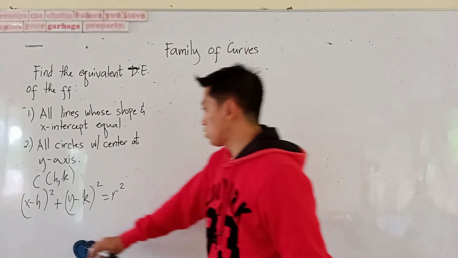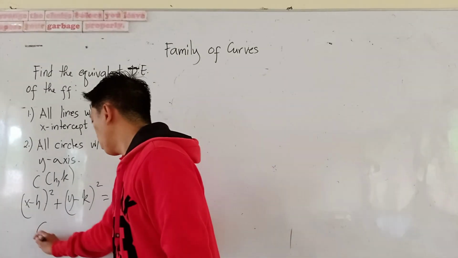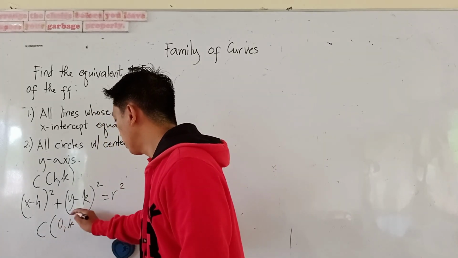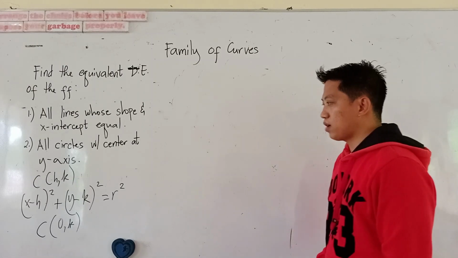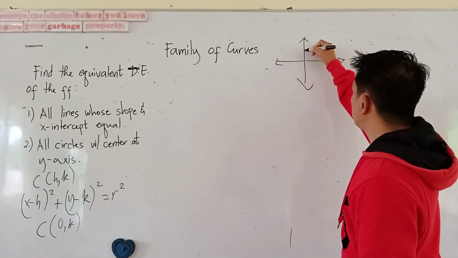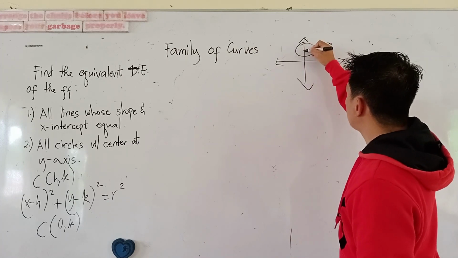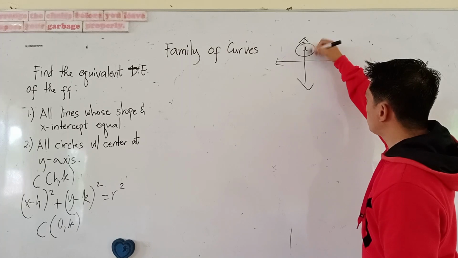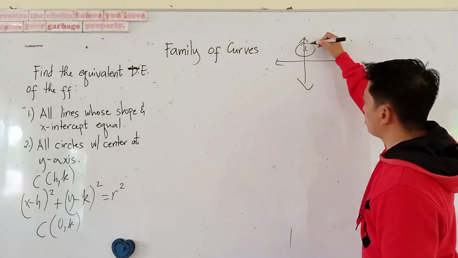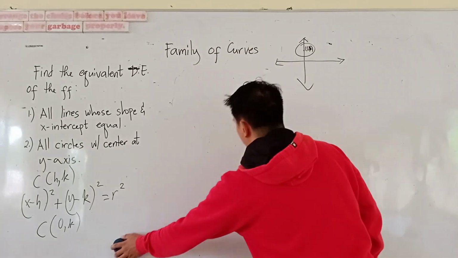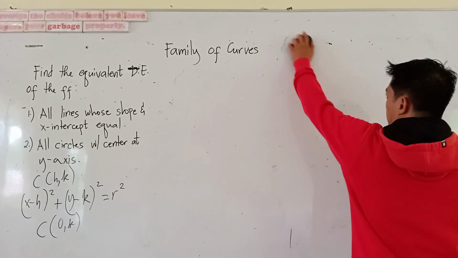So pag center natin is y-axis, in other words, our center is at 0, k. Bakit 0, k? Because kung i-graph natin yan mga boss, ito po yung center at the y-axis. It means to say your center is, so your x is 0 and your y is k. Yung center niya is at 0, k.